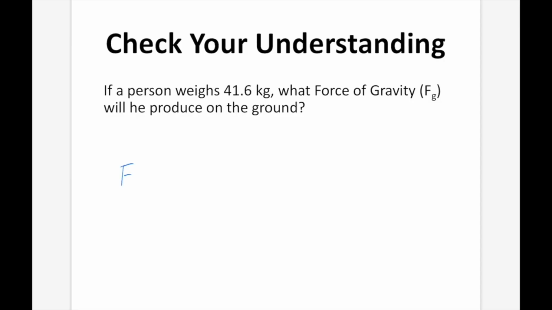So we are looking for Fg. Fg is going to equal mass times gravity. 41.6 times 9.8 equals 408 newtons. We need to have 3 sig digs in our answer, and we do. Now we also need to have a direction because it's a force. Direction for gravity is always going to be downwards. More specifically, it would be to the center of the Earth, but downwards is sufficient.